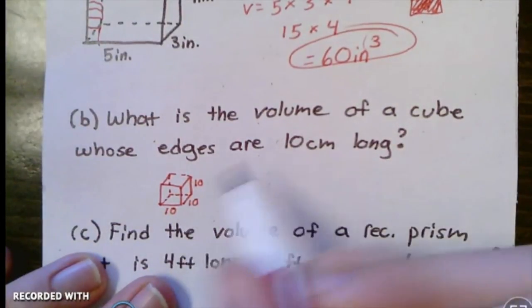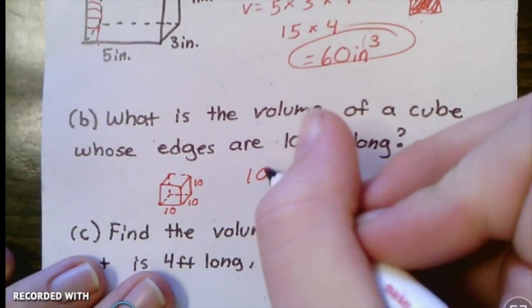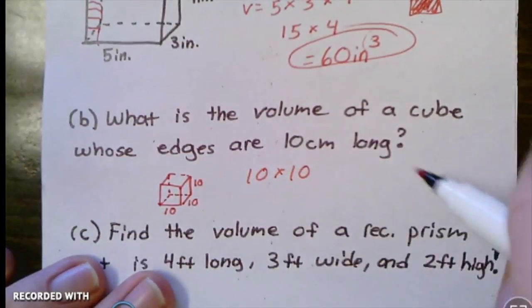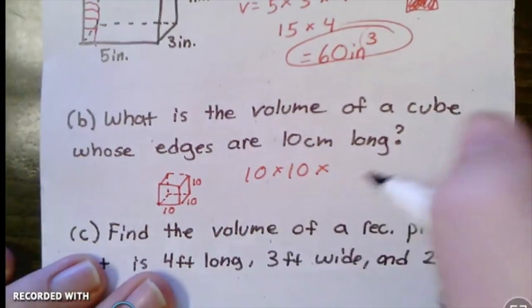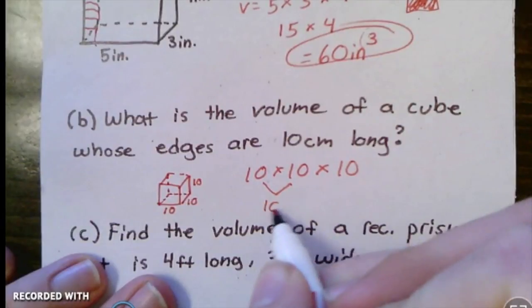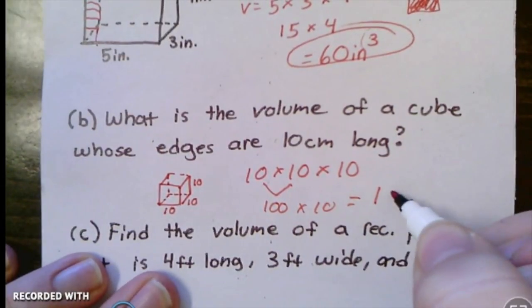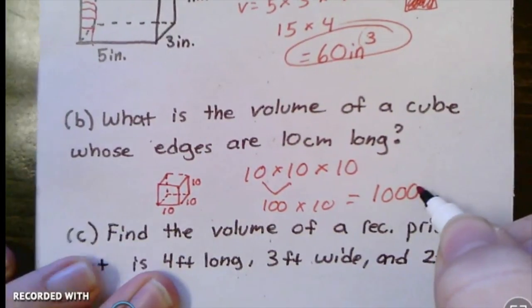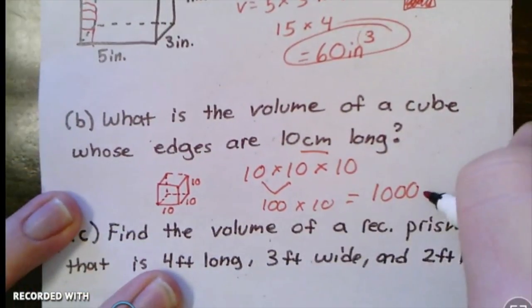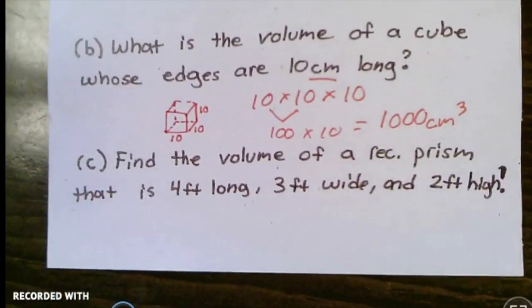So I can think the base, the area of a base is going to be a square. So it would be 10 times 10 times the height of the figure is going to be another 10. So what do I get? 10 times 10 is 100. 100 times 10 equals 1,000 centimeters cubed.